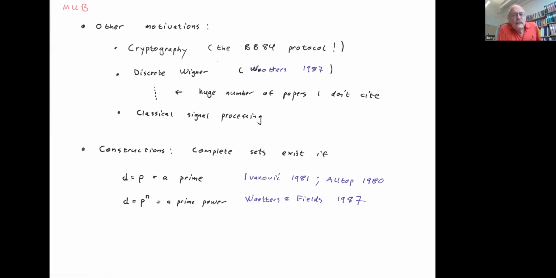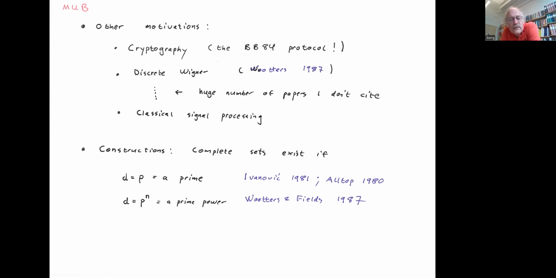There are some other motivations, coming from cryptography, notably. The original BB84 protocol actually uses mutually unbiased bases in two dimensions. And since then, there have been very many ideas for applications of these things, starting with Wootters, who considered discrete Wigner functions based on MUBs. And there's an absolutely huge number of papers that have been written about various things. There's also some interest for these things in classical signal processing.